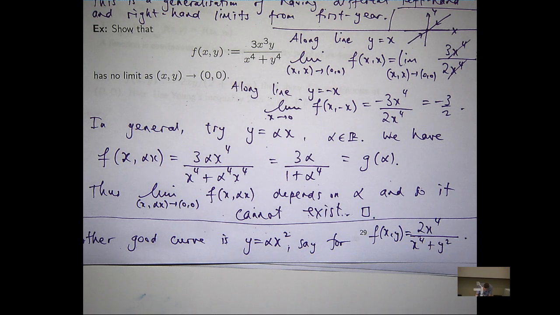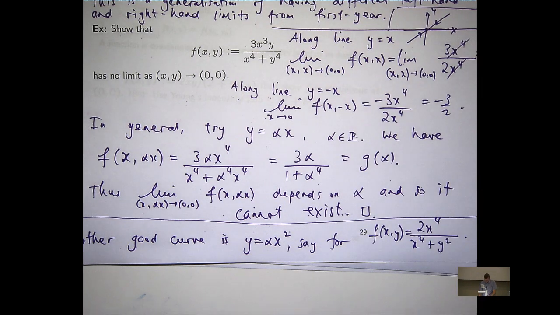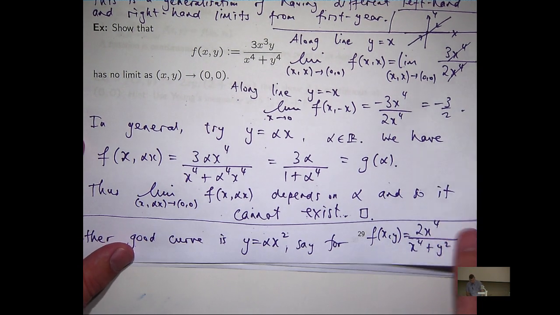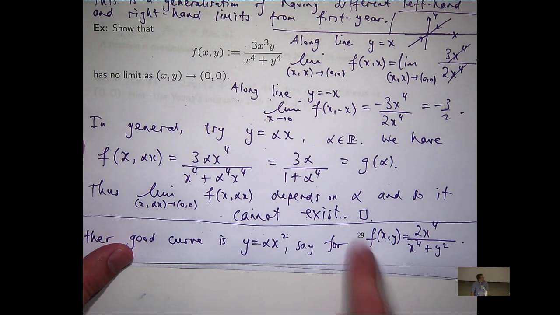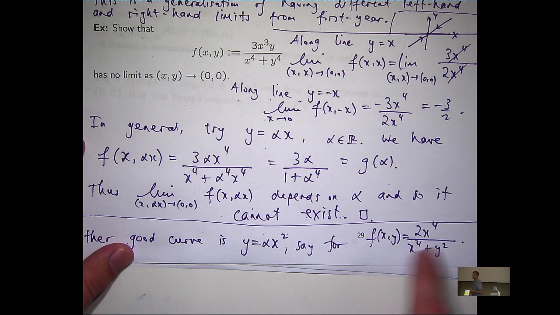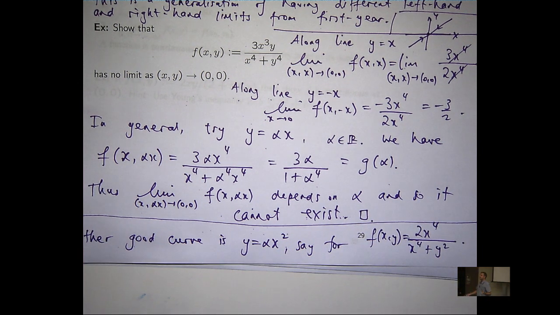So straight lines will work for certain examples, but you're going to have to get a little bit more exotic for other ones. Essentially it's all about cancelling off and seeing if an alpha still remains. So the two-path test is very powerful. Very powerful. Okay, so you should try this one: show that the limit of this function as we approach the origin doesn't exist.